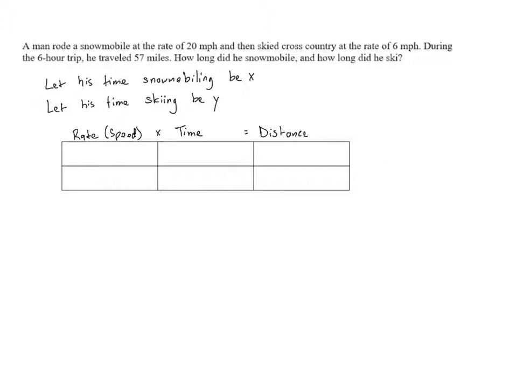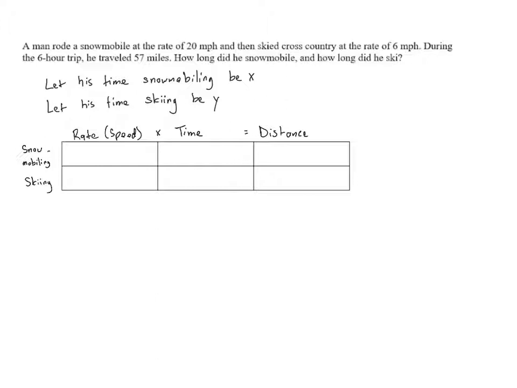This is different from the other problems. There's not an upstream and downstream or with the wind and against the wind. In this case, his trip is split up into snowmobiling and skiing. So that's how we're going to label our rows: snowmobiling and skiing.